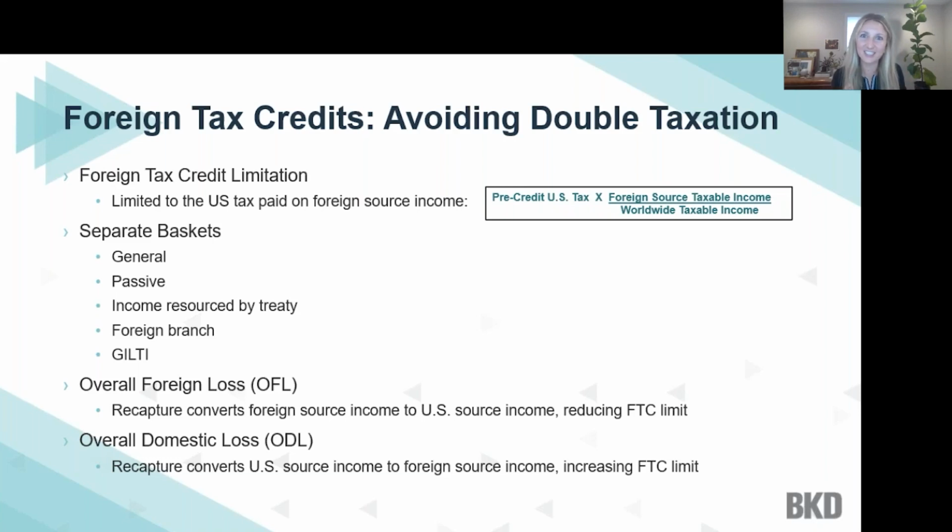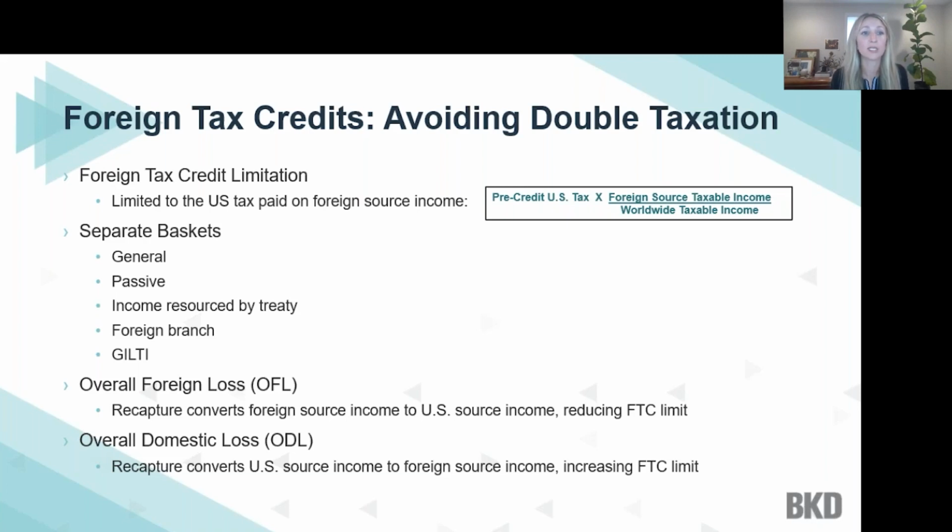The foreign tax credit is limited to the US tax paid on foreign source income. The high-level calculation reads as pre-credit US tax multiplied by foreign source taxable income as the numerator and worldwide taxable income as the denominator. There are very specific rules to allocating and apportioning certain deductions to foreign source income that I will not be covering today, so I highly recommend you visit those rules when doing a foreign tax credit calculation.